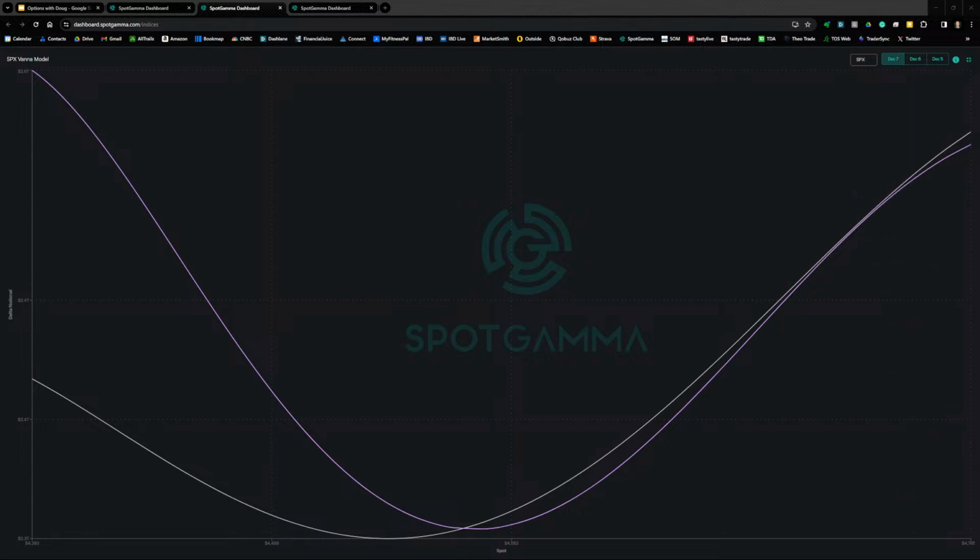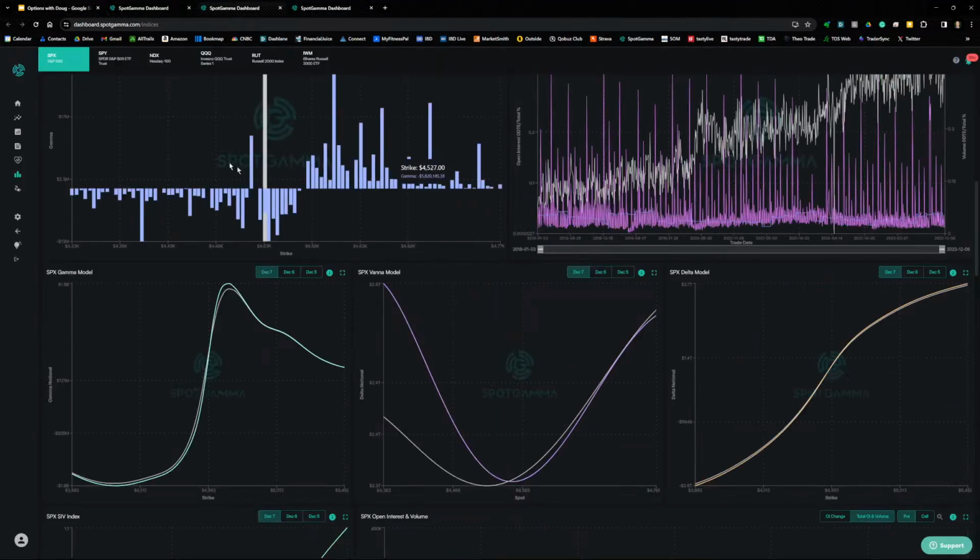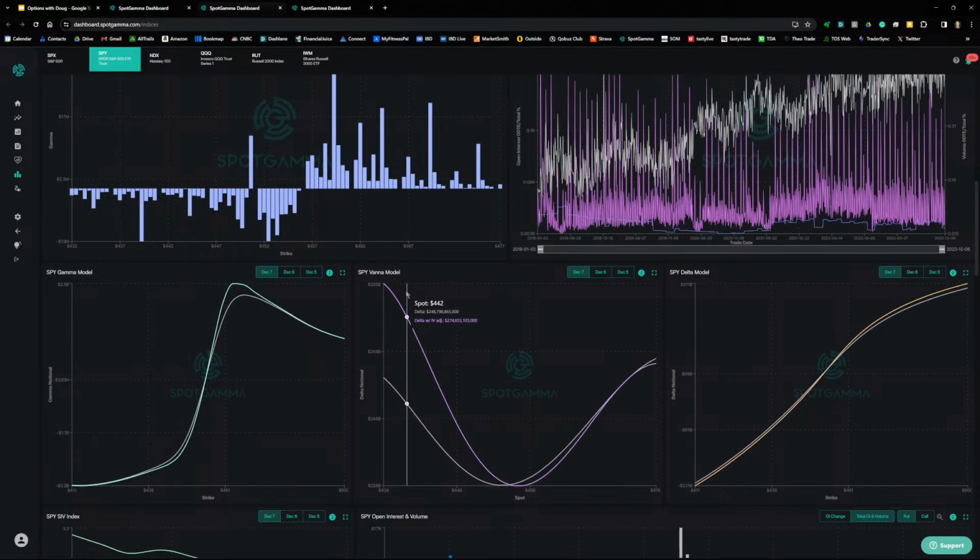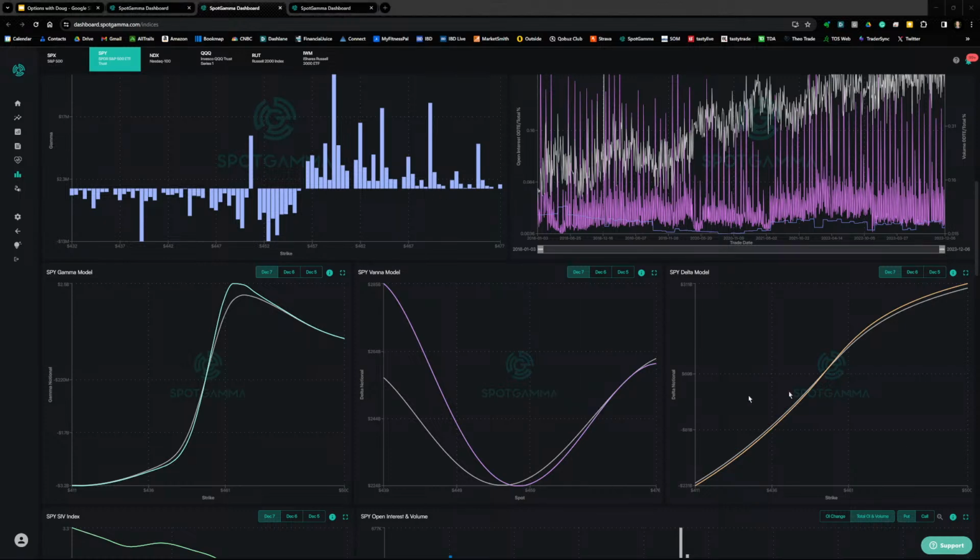All right, let's take a look at SPY. Here's the Vanna model for SPY. SPY is currently trading right around 458, also toward the bottom of the curve, so a little bit of a Vanna tailwind. Remember, for SPY, gamma notional was negative today, so a little bit of a Vanna tailwind. Now it looks like that's mostly gone.